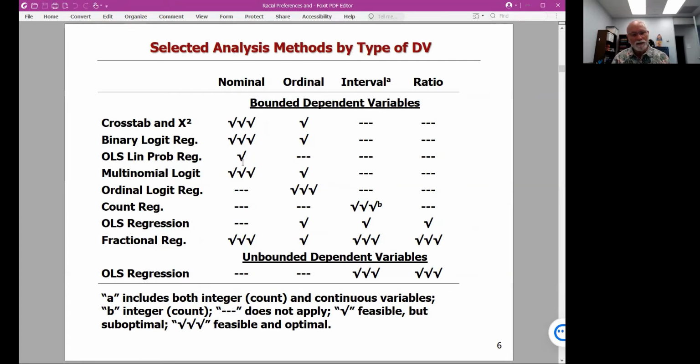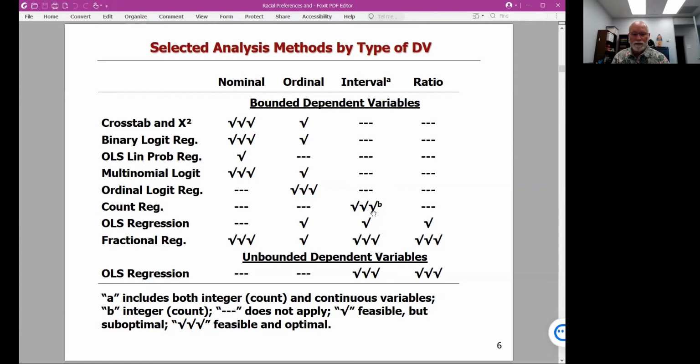1 check means maybe you could do OLS regression with it, and that's called linear probability regression. And if you've got more than 2 categories, you could do multinomial logit. You might be able to do fractional regression if it's a 2-category variable. And then for an ordinal variable, ordinal logit regression is the only one here with 3 checks. A couple of the others are maybe okay if you're lucky.